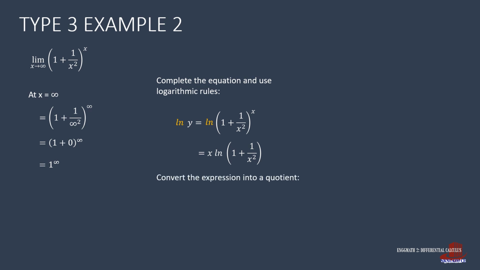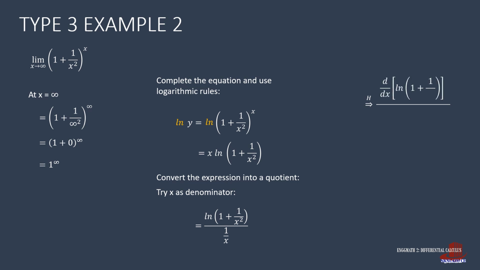Having a product, it is easy to convert it into a quotient. This time, we use x as the denominator, so the expression turns into ln of the quantity 1 plus 1 over x squared, and everything is over the reciprocal of x. Now that we generated a quotient, we apply L'Hopital's rule.